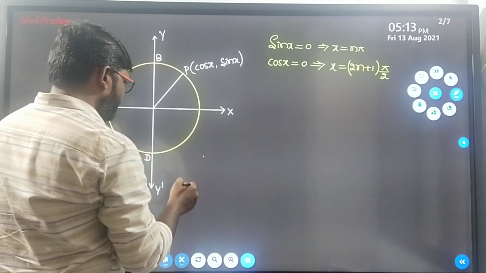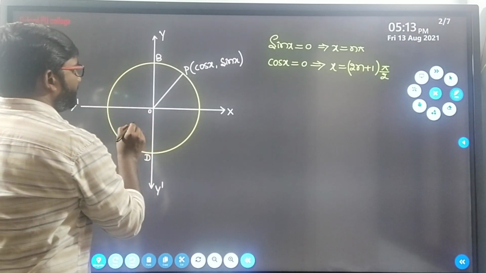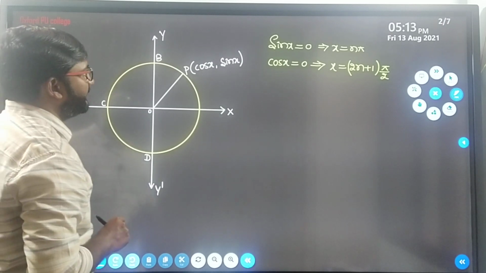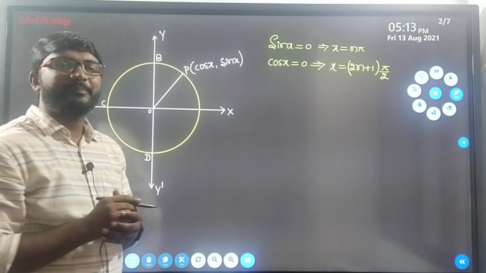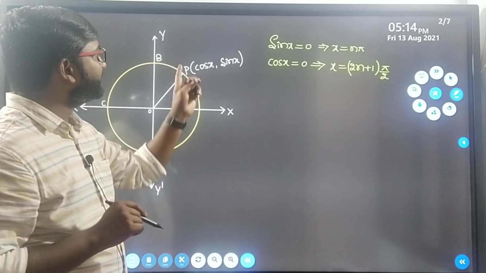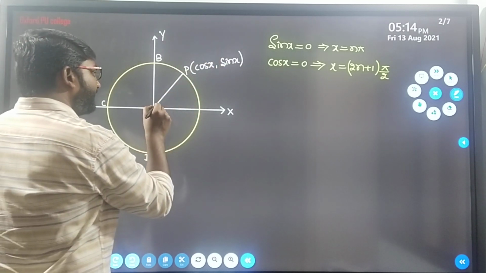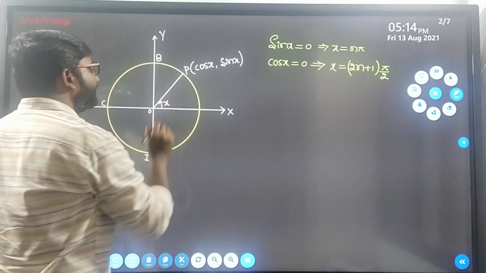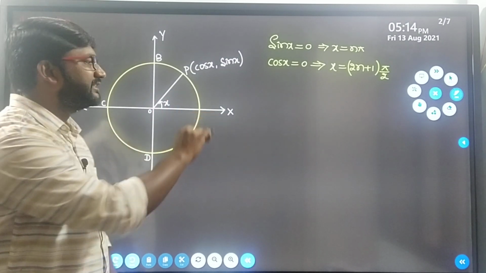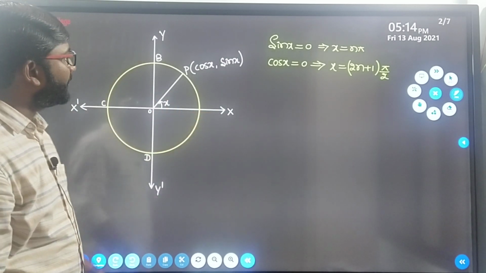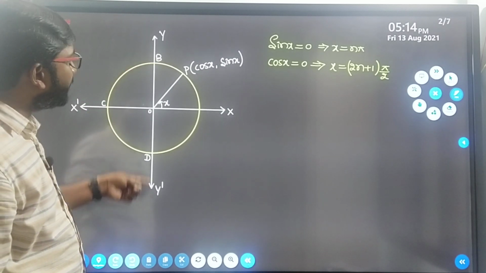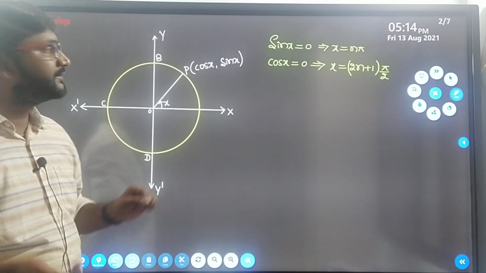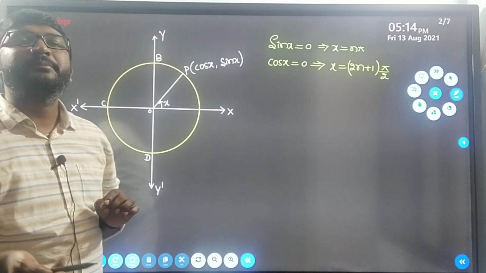So this was the center, this is the point C, and this will be x dash. Again we have taken a point P on the unit circle whose coordinates are cos x comma sin x, and this OP makes an angle x radian with the positive direction of x axis. Now come to the y axis. On the y axis, which coordinate will be 0? Point on y axis such that x coordinate will be 0.